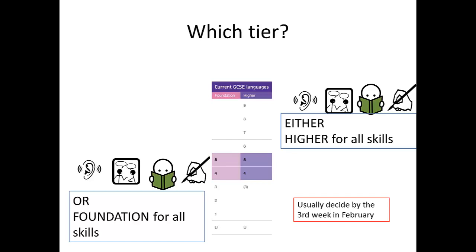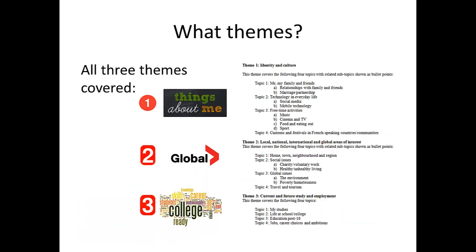You're entered for either the higher or the foundation tier, and the tier of entry will be exactly the same for all 4 skills. The decision is usually made in the 3rd week of February in Year 11. The speaking exam tests all 3 themes covered in the course. Theme 1, Identity and Culture, Theme 2, Local, National, International and Global Areas of Interest, and Theme 3, Current and Future Study and Employment.